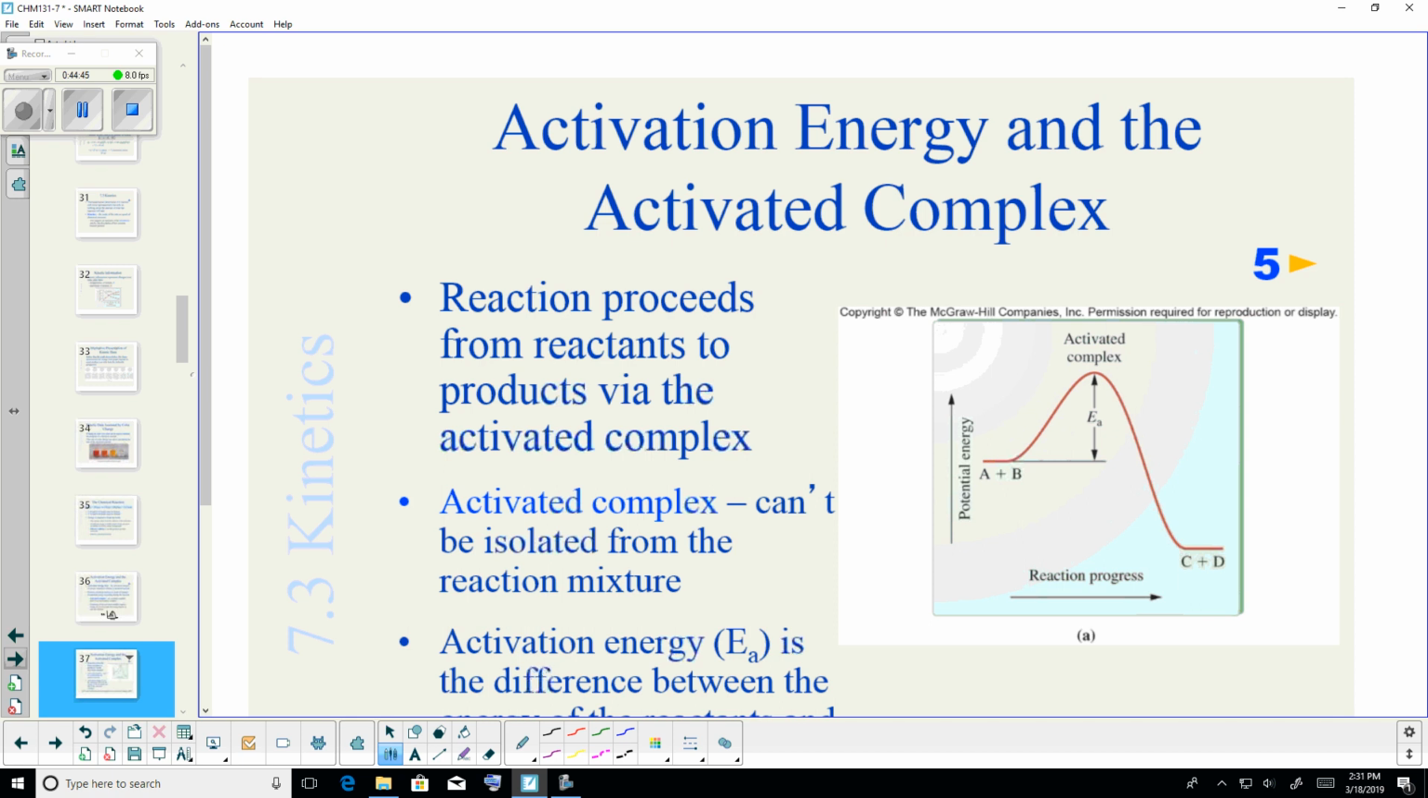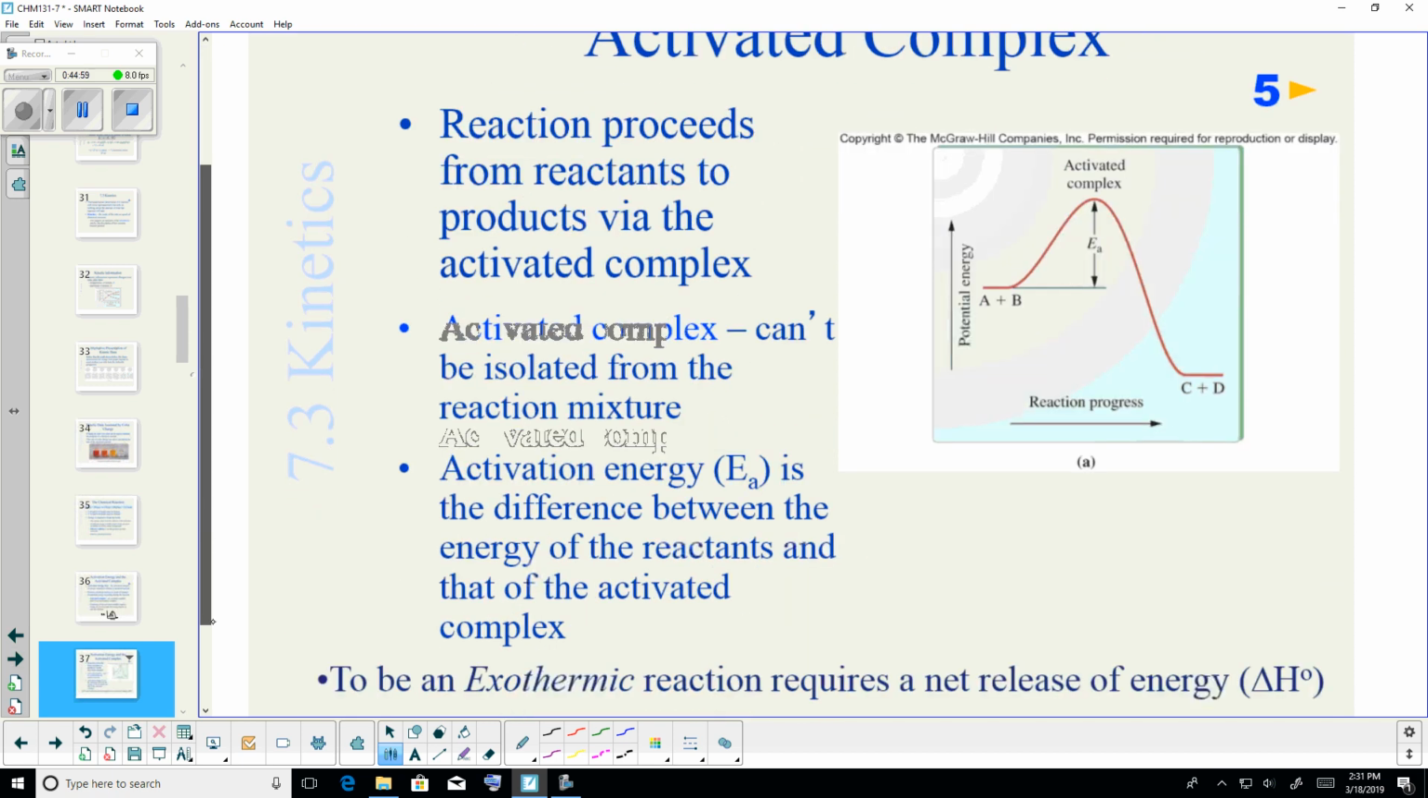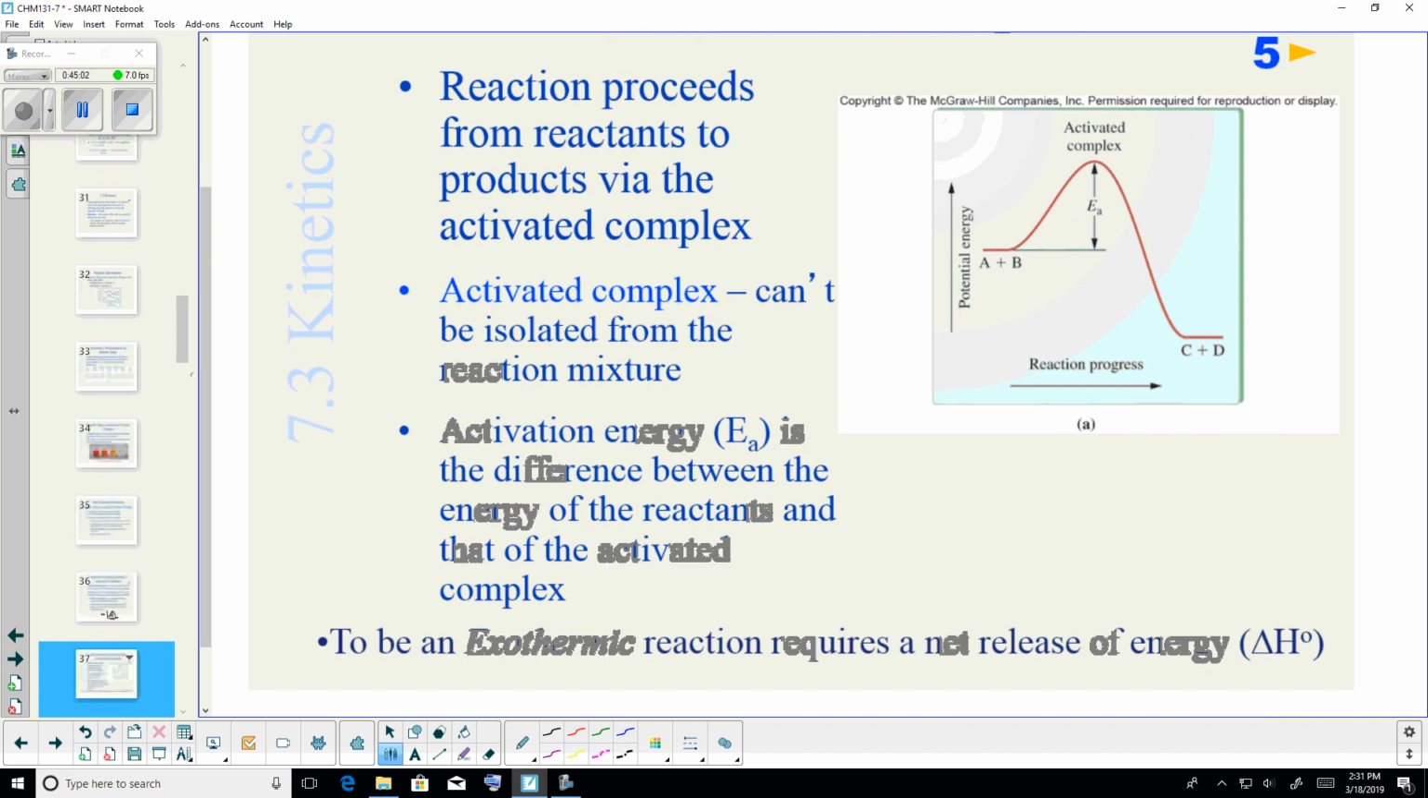So that activated complex can't be isolated from the reaction mixture. You can't go in that log and stop it at the exact moment it starts on fire, because once it gets going, it just goes. So exothermic: the energy of our products is lower than the energy of the reactants.